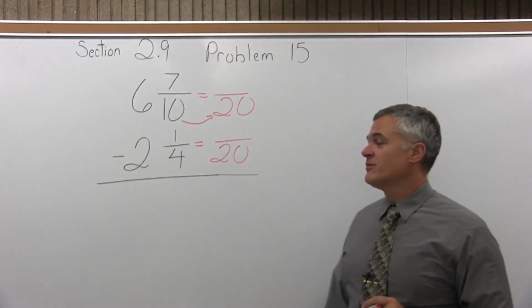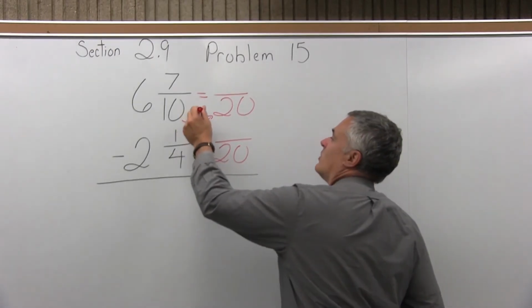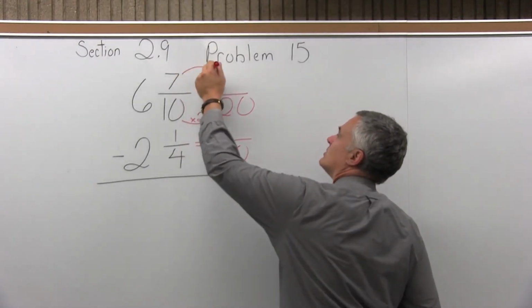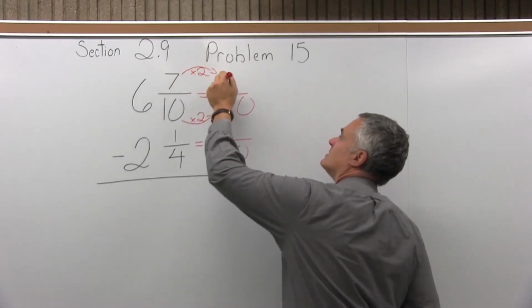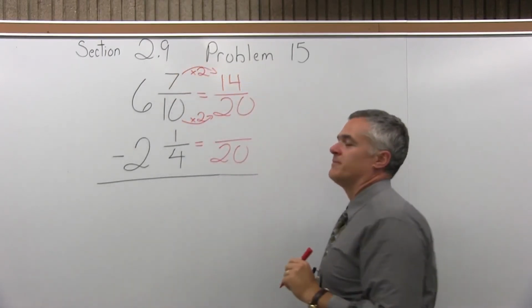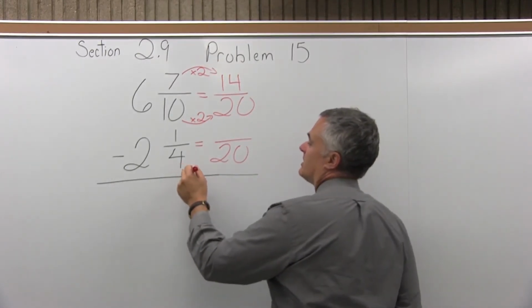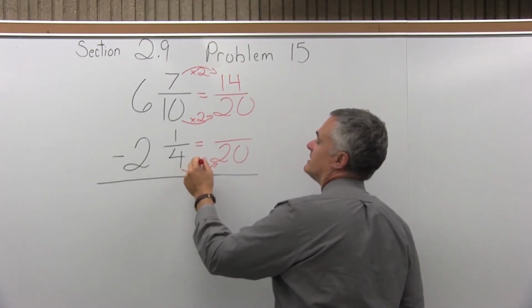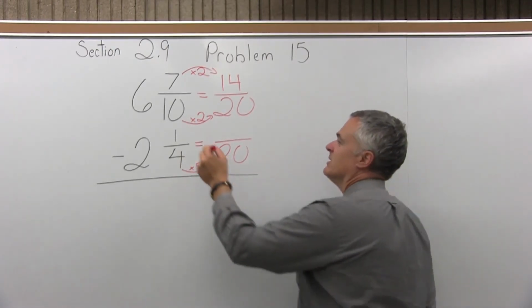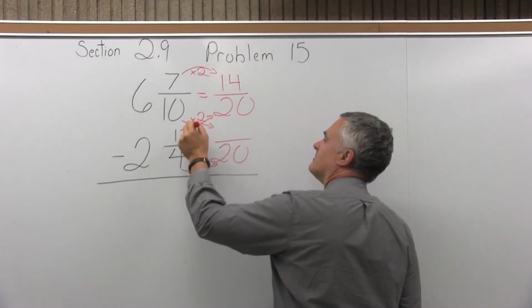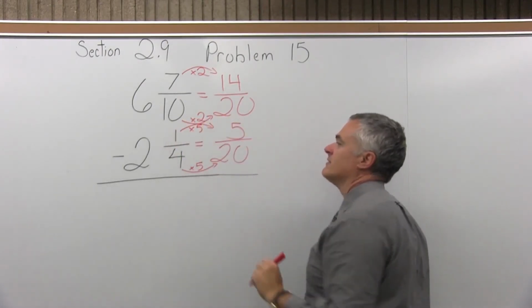So for the upper fraction, 10 times some number winds up making it 20. Well, it must be 10 times 2, so the numerator of that fraction must also be multiplied times 2. 7 times 2 is 14. And then we have to do the same process for the lower fraction. The denominator of 4 times some number multiplies to give me a 20. That number must be 5. 4 times 5 is 20. So the numerator is multiplied times the same number, times 5. 1 times 5 is 5.